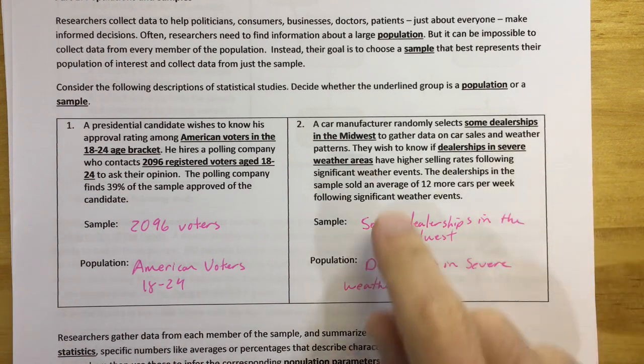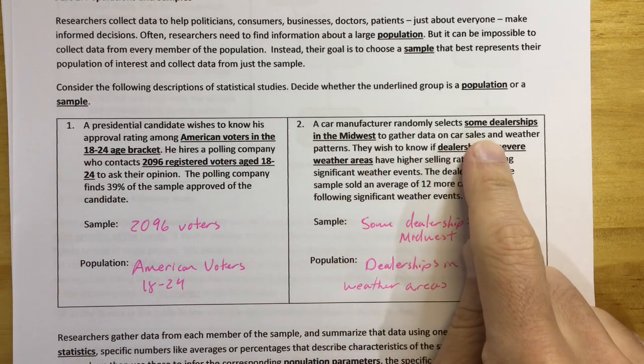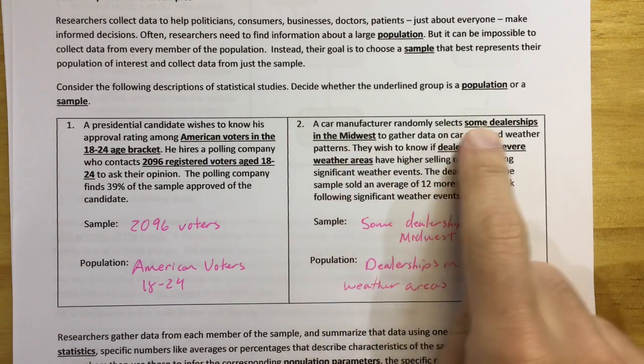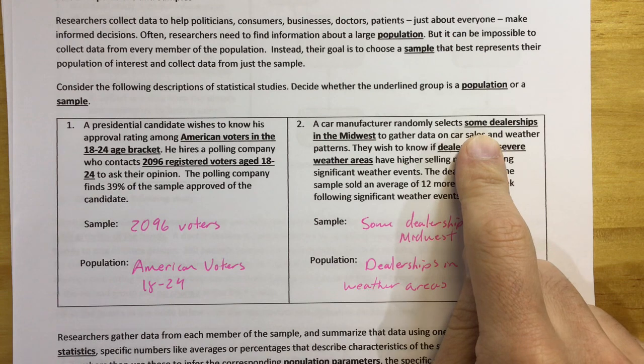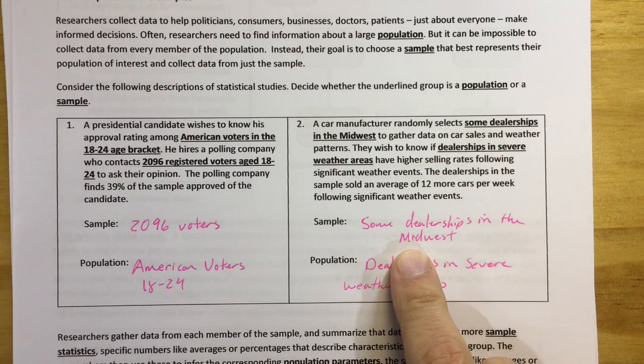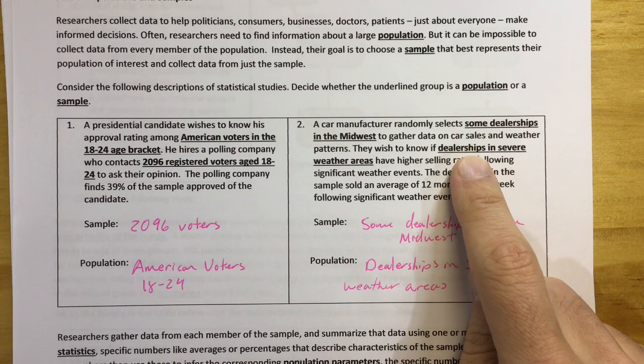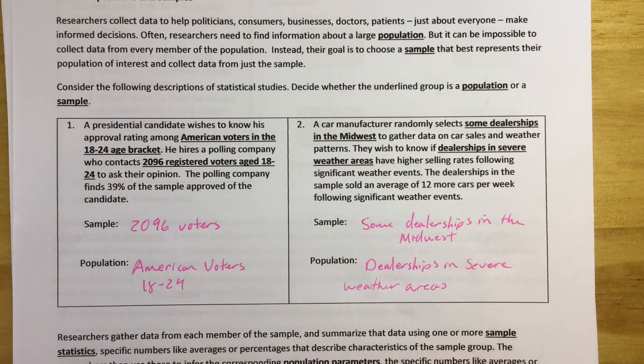Question 2: a manufacturer company randomly selects some dealerships in the Midwest. Right there, some dealerships in the Midwest, even though it's not an actual number, is going to be your sample because it's not all of them. They're going to gather data on car sales and weather patterns. They wish to know if dealerships in severe weather areas have higher selling rates following significant weather events.